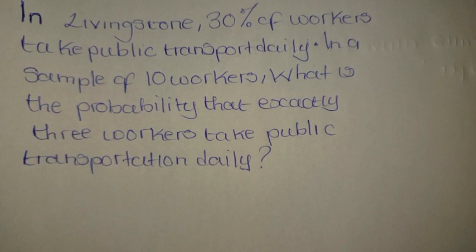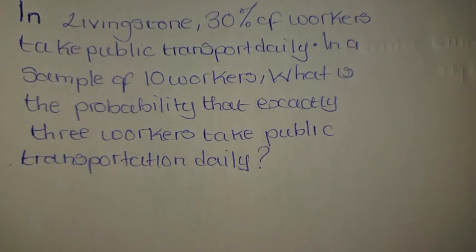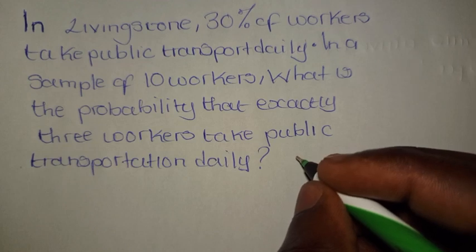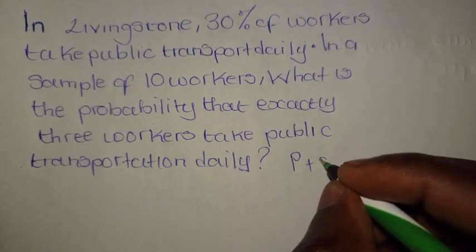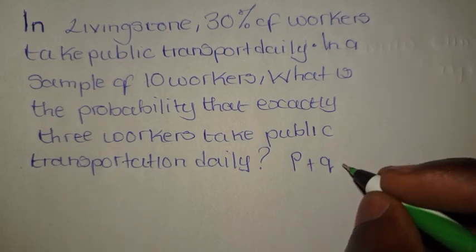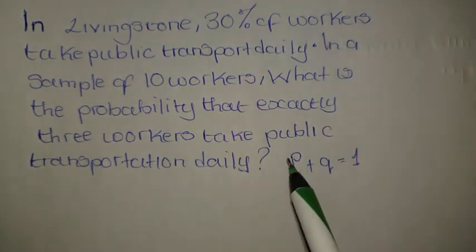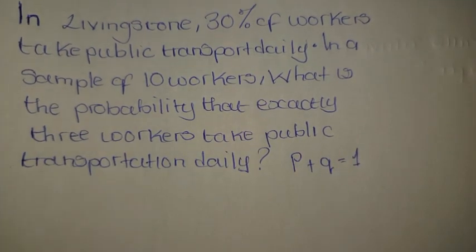So remember, they have told us that we have 10 workers. So these 10 workers are like the whole of the people found in Livingston who are participating in the transportation. So when you look at this 30%, the 30% of workers take public transport. Remember, when we looked at binomial distribution, success plus failure is equal to 1. So the ones who take public transport are the success, which means the 70% are trekking.